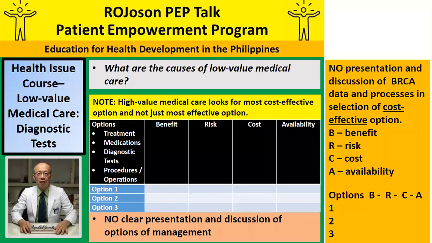So this is an example of a BRCA table. On the first column are the options. On the second column, the benefit, the risk, then the cost and availability of the options on the subsequent columns.